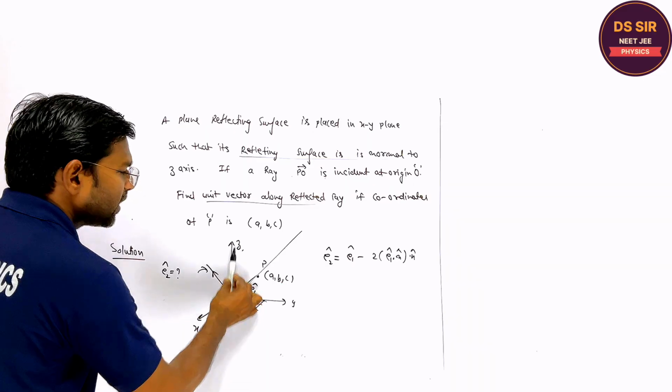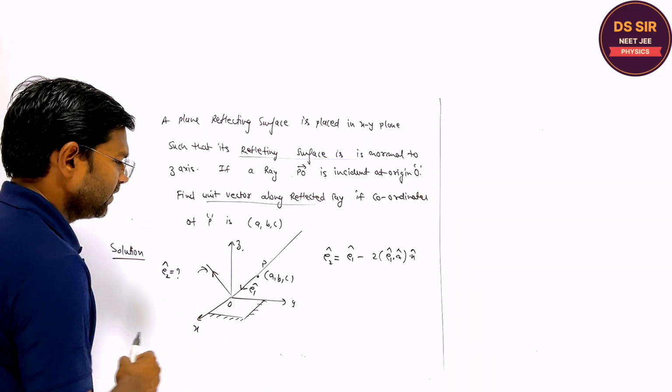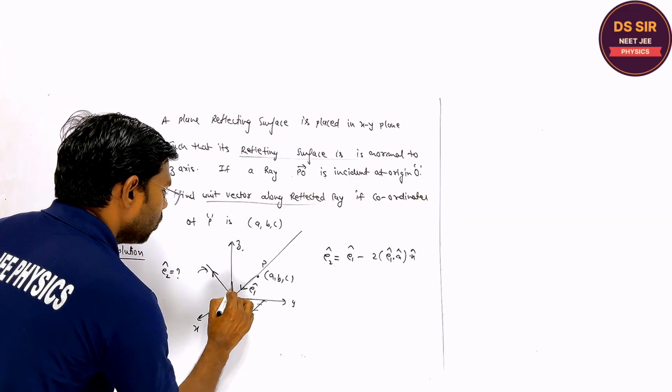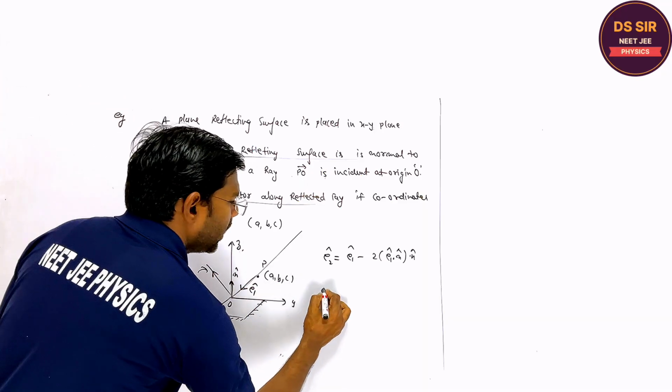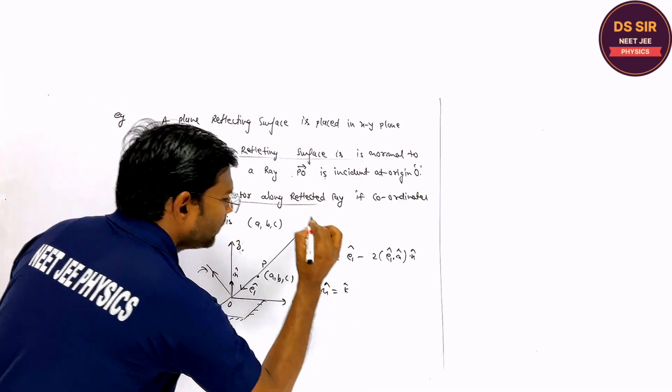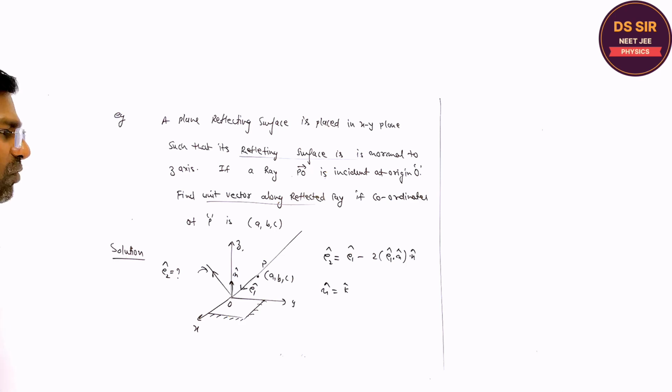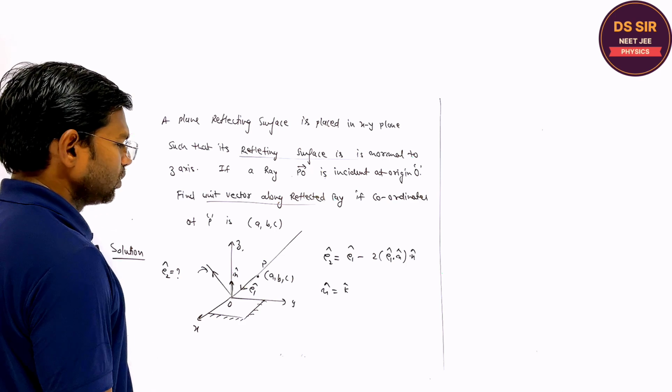n cap is the unit vector perpendicular to the reflecting surface. So this n cap will be equal to what? It is nothing but the k cap. So n cap, very simple, we may write k cap. And what is the e1 unit vector you have to write?